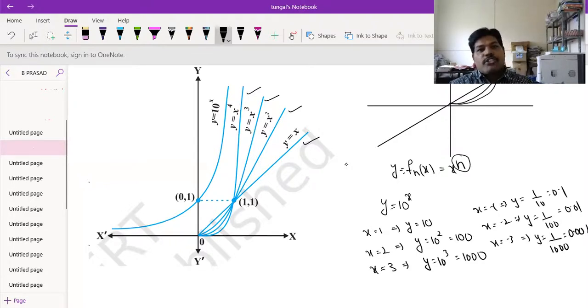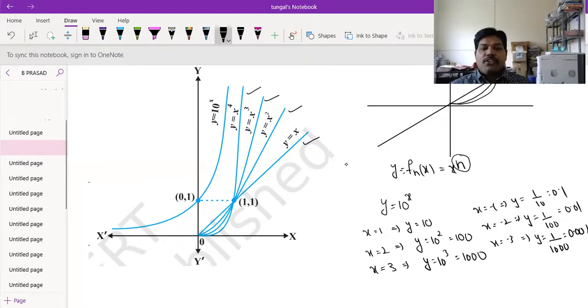That means if the x value is a large negative value, the graph approaches the x-axis, but it does not touch the x-axis. In the graph, as the x value decreases, the curve approaches the x-axis without touching it. And if the x value is positive, it keeps increasing; it is growth like this. This is y is equal to 10 power x.